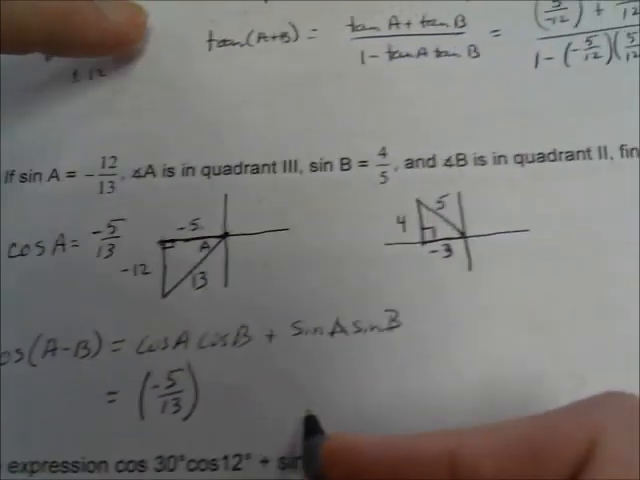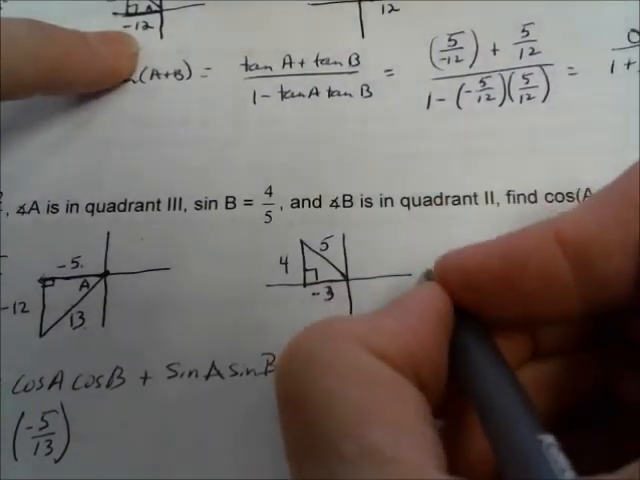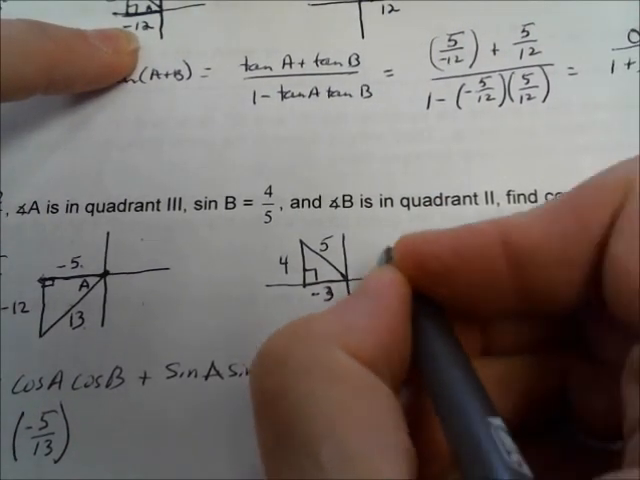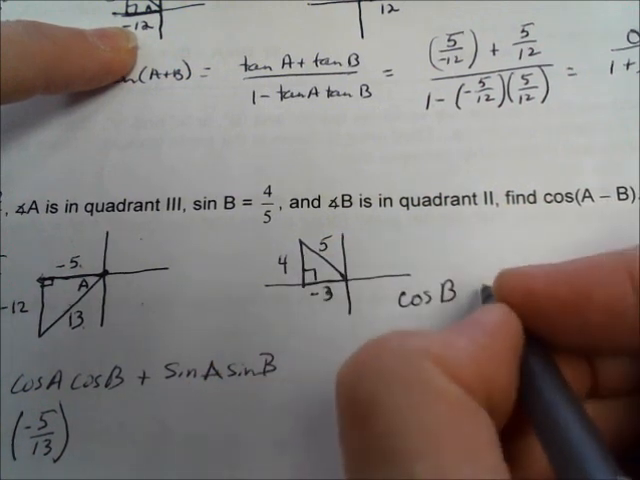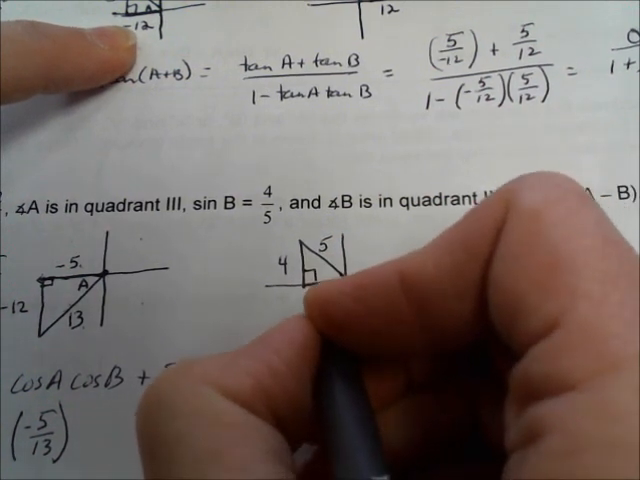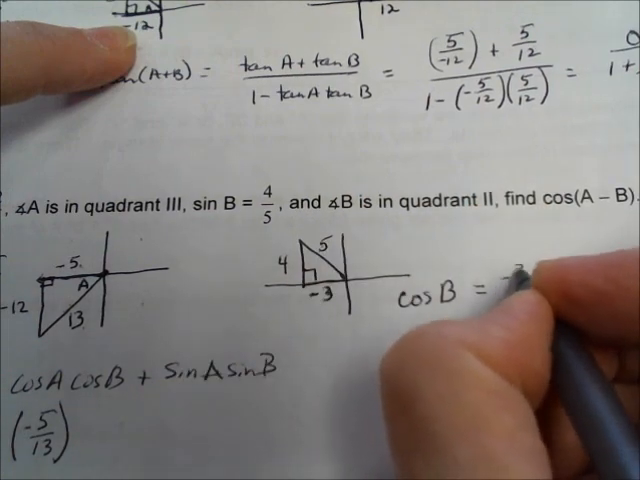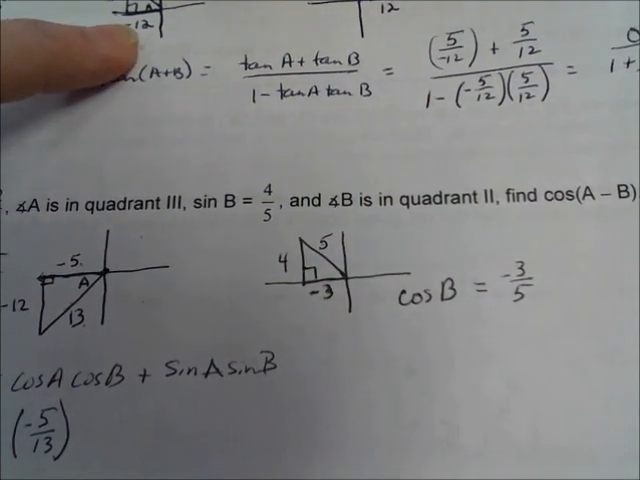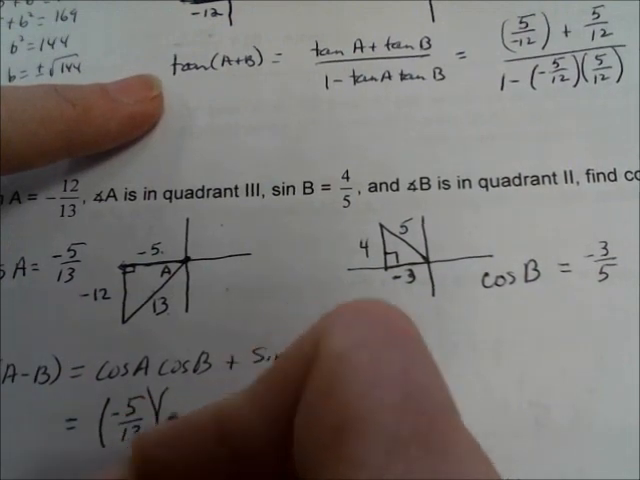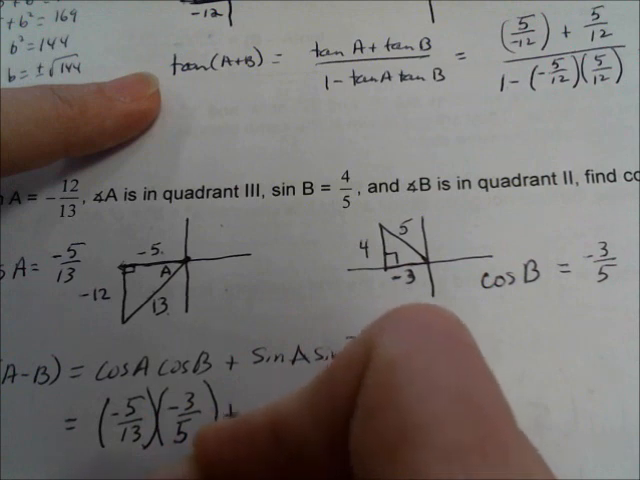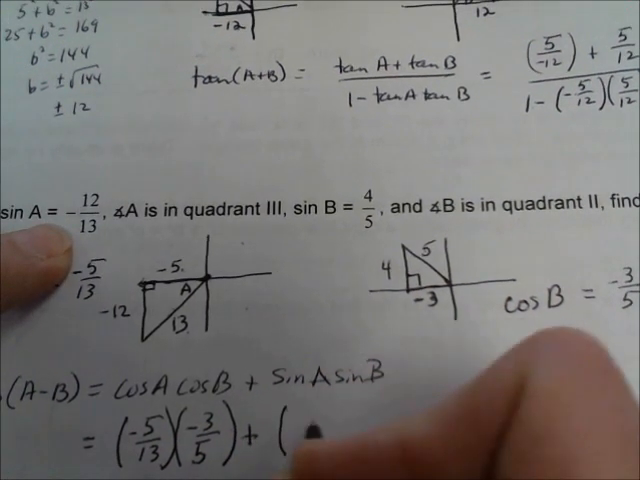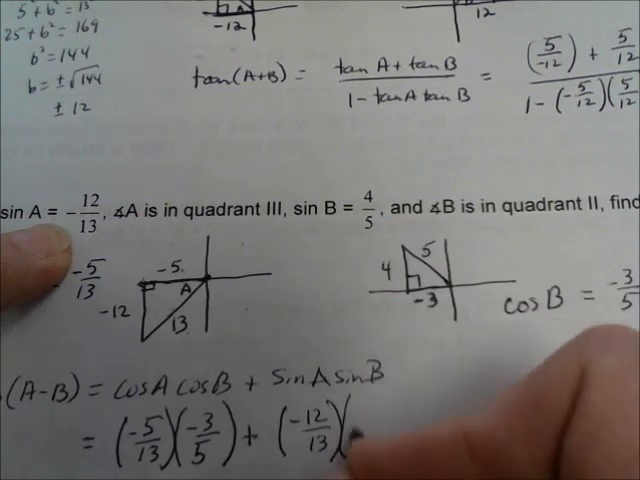The cosine of B, well, we haven't written that one down yet either. The cosine of angle B should be negative because All Students Take Chemistry tells us cosine goes negative. And we can see that because it's adjacent over hypotenuse, which is negative 3/5. So we have cosine of A times the cosine of B plus the sine of A, that was told to us in the beginning, negative 12/13, times the sine of B that they told us was 4/5.